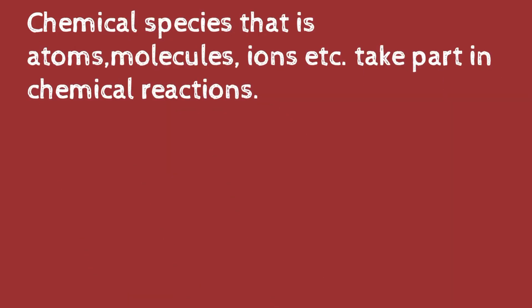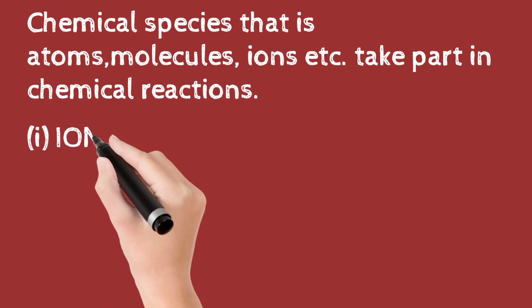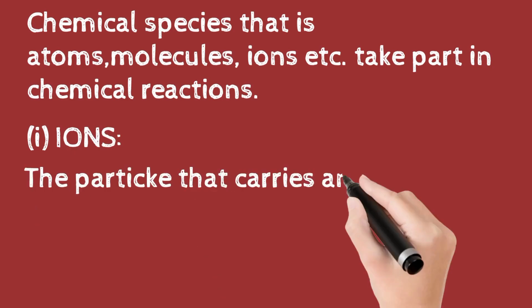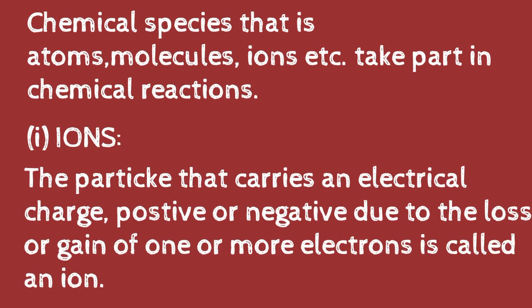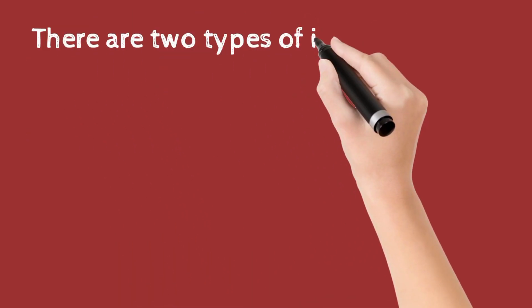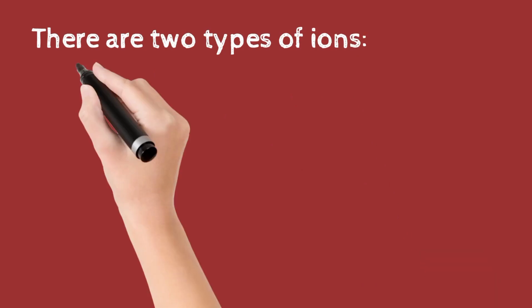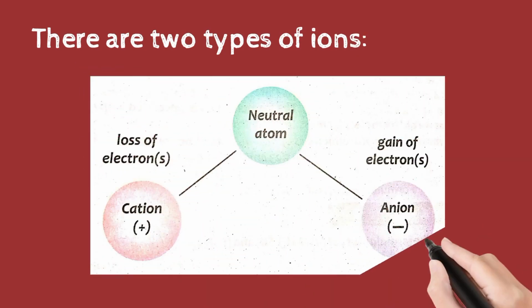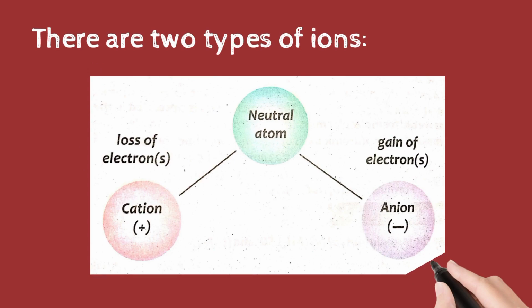Chemical species, that is atoms, molecules, ions, etc., take part in chemical reactions. Ions. The particle that carries an electrical charge, positive or negative, due to the loss or gain of one or more electrons is called an ion. There are two types of ions, as shown in the picture: cation with a positive charge and anion with a negative charge.